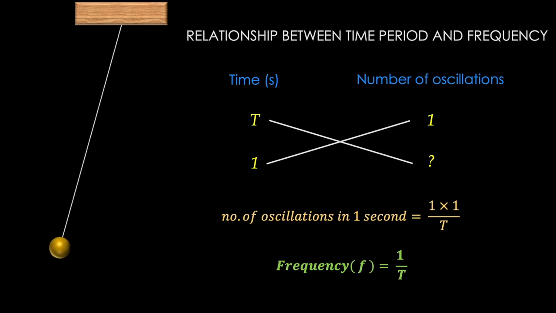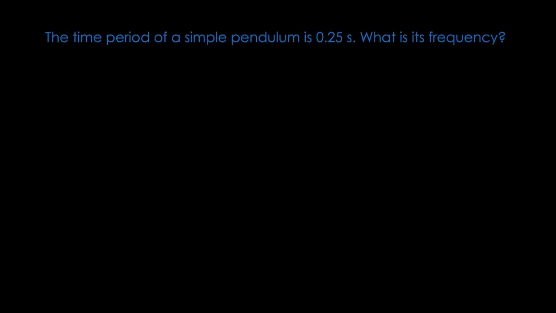Now, let's look at this relationship in action. So let's look at this problem. The time period of a simple pendulum is 0.25 seconds. What is its frequency? So when we apply the formula f equals 1 by t and replace the values, we find that the frequency is equal to 4 Hertz. Now, the SI unit of frequency is Hertz.